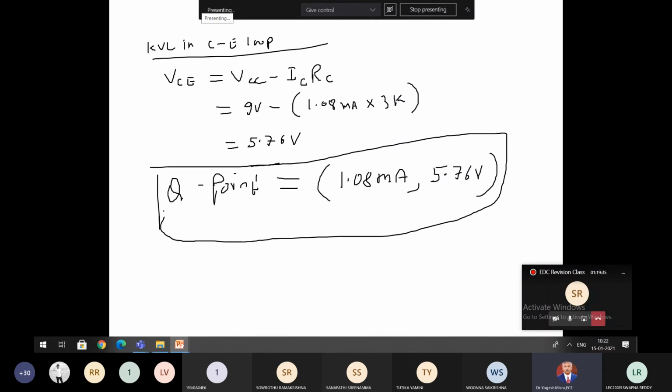Okay. So in this way you can solve. And suppose a third part is also asked in this question, what is the value of stability factor S? In this, S will always be 1 plus beta. Right? We have already solved this. Stability factor in fixed bias circuit is this. So beta is 100, so it will be 101 in this particular example. Okay.